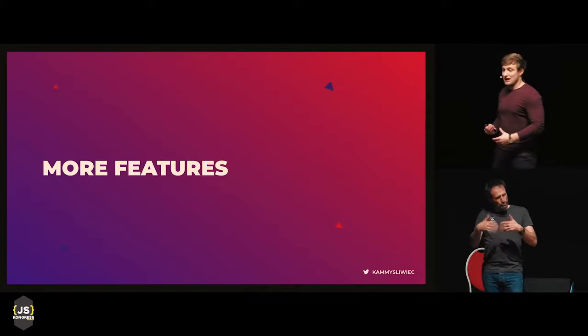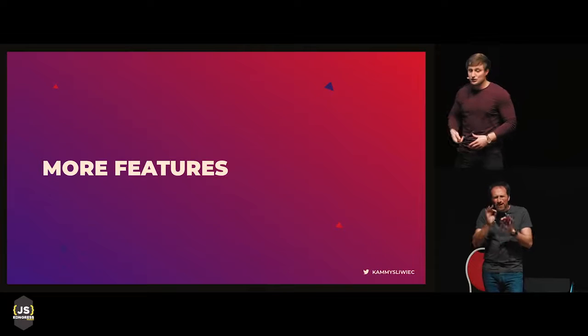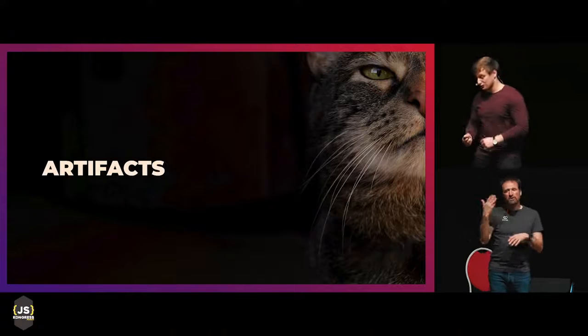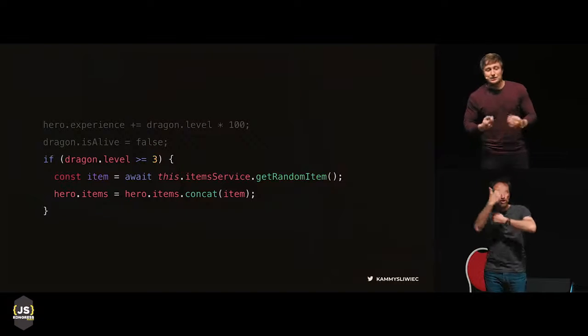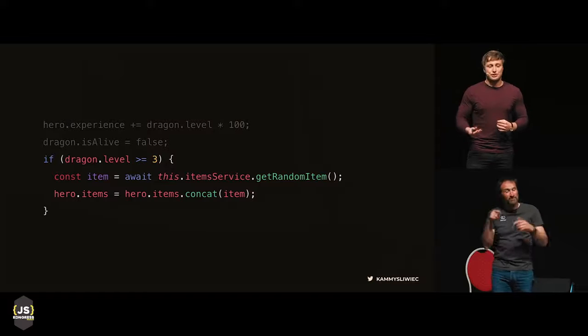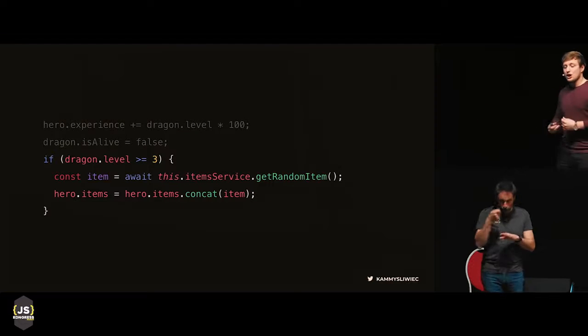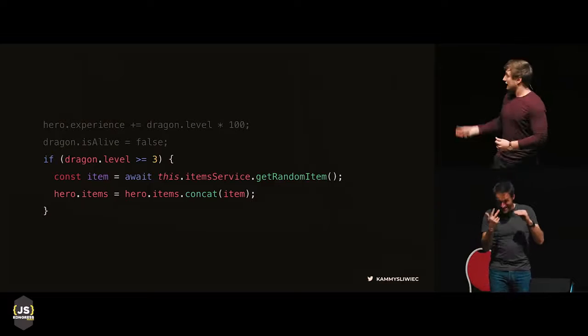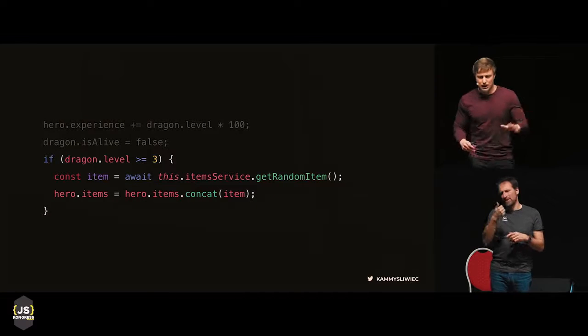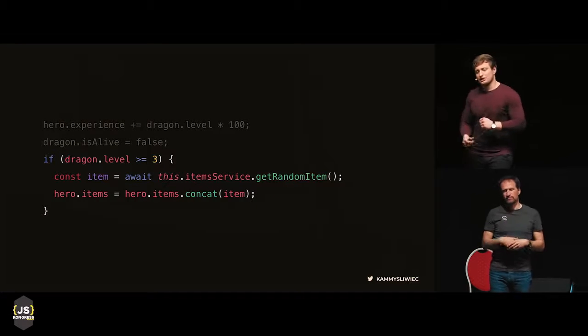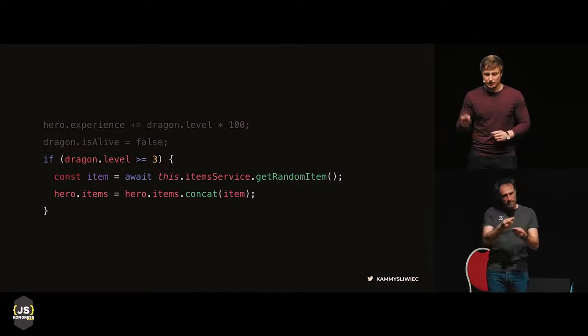The problem is that it doesn't have many functionalities in place, so we started to introduce more features. One of these is artifacts. Every time the hero kills the dragon, it has an opportunity to get an item, like a sword or a shield to protect yourself. The business functionality is pretty simple here. Every time you kill a dragon whose level is higher than 3, you get a random item. Again, 4 lines of code, nothing else. Get random item, an asynchronous operation, concat the array of items, and that's it.